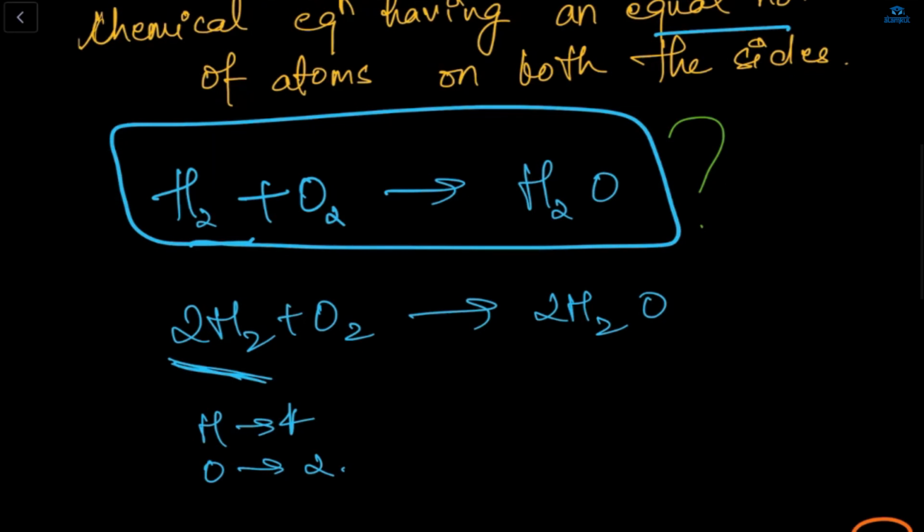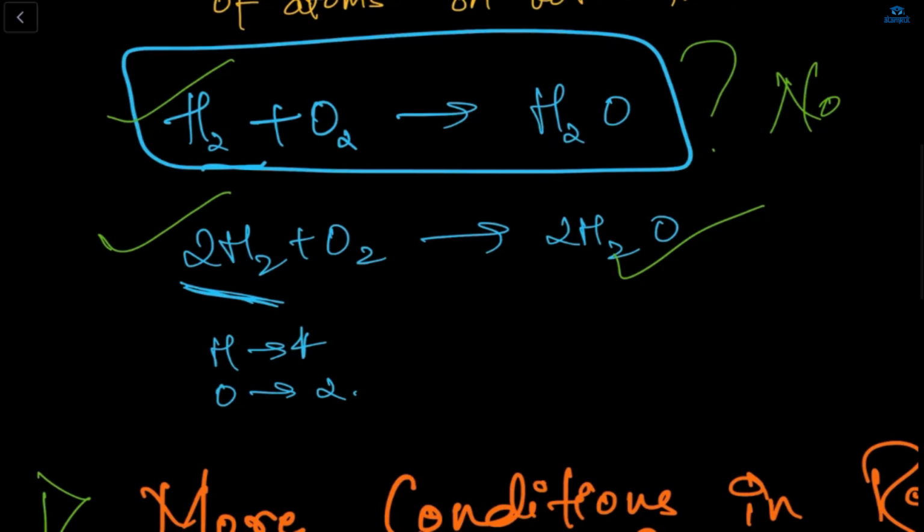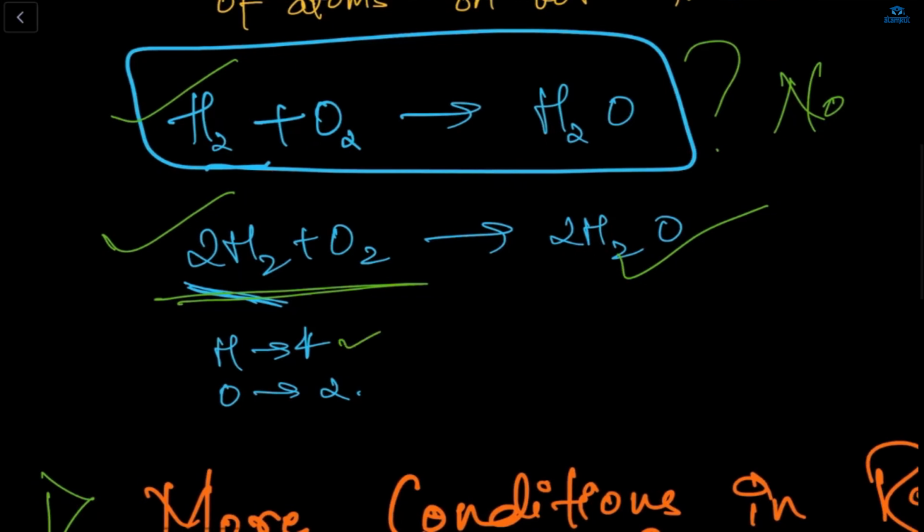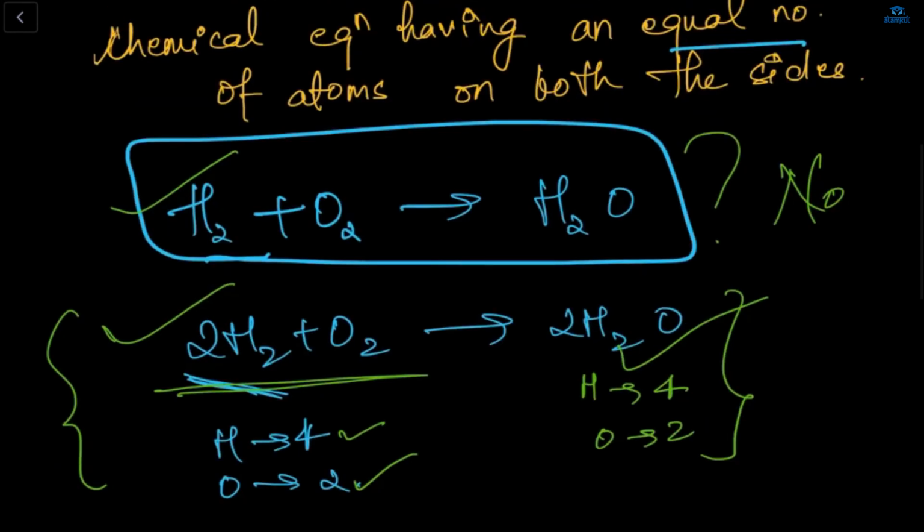Anybody? Ma'am, I can answer. Ma'am, the second one is the balanced equation, 2H2 plus O2 gives 2H2O. The first one is not a balanced equation, ma'am, because there are not two oxygens over there. Because on the LHS and the RHS, the atoms are not equal in the first one. But in the second one, when we balance this equation, on the left-hand side we get hydrogen 4 and oxygen 2, and on this side also we get hydrogen 4 and oxygen 2. So this is your balanced chemical equation, and this is not a balanced chemical equation.